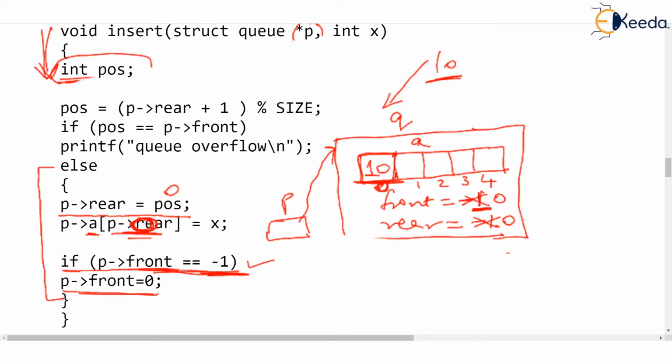Perfect, queue we have, where there is only one element, that is 10 in the queue. 10 is the frontmost. So 0th element is the frontmost. And 10 is the rearmost. So 0th element is the rearmost. And that ends the insert function.